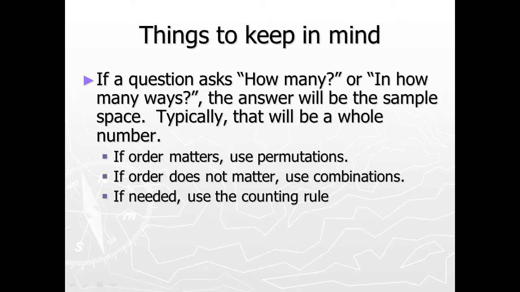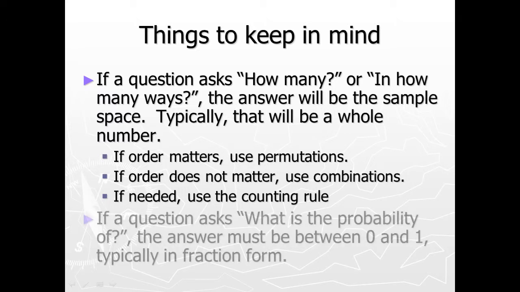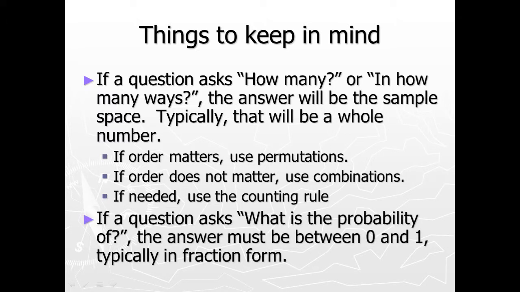Remember that if order matters, use permutations. If order doesn't matter, you want to use combinations. If needed, you can always use the counting rule. If a question is asking you what is the probability of, remember that your answer must be between 0 and 1, and typically in fraction form, although remember that decimal form is also acceptable, especially when probabilities are very, very small.